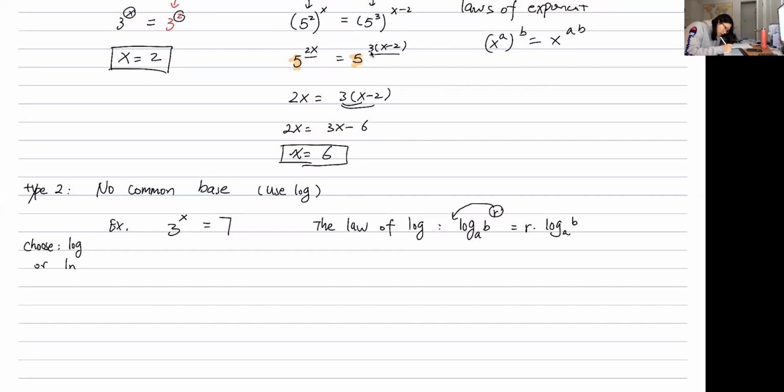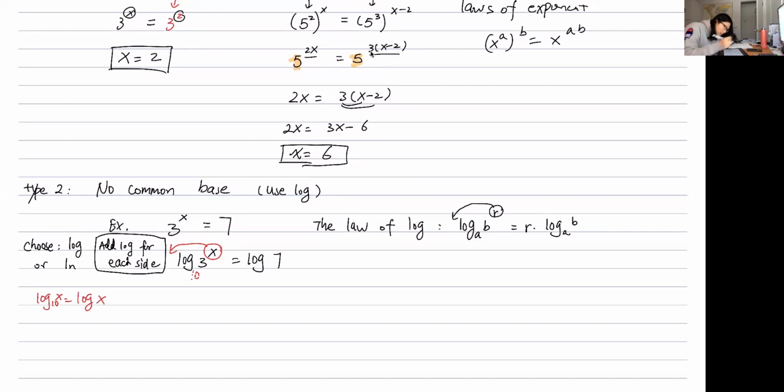I'm going to add a log for each side. So I'm going to do log 3 to the x equal to log 7. Now in this case, my x will bring to the front. Again, I'm not going to write the 10 here, because when you have a common log, we're not going to write 10 in the base. So log base 10 of x is just log x.